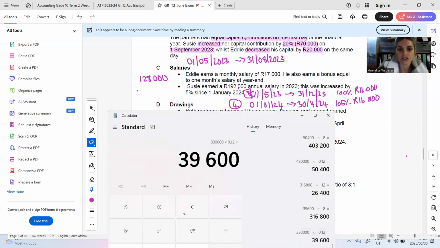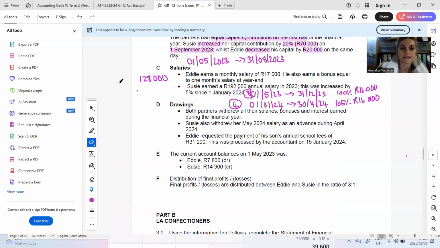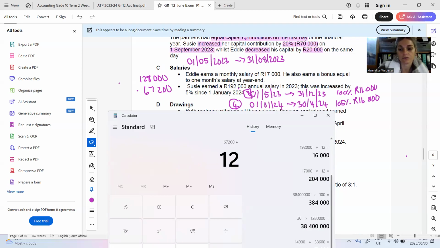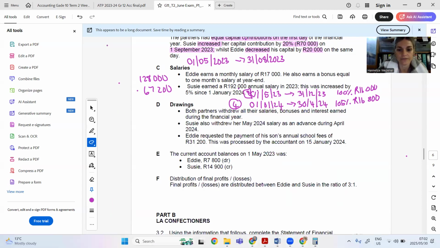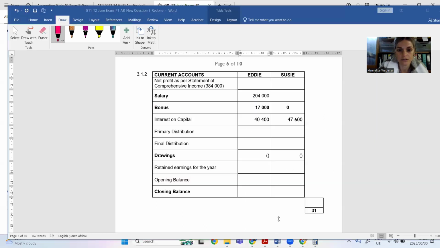And then she earned, for the remainder of the year, 16,800, so 67,200. So in other words, in this current financial year, her salary amounted to 195,200. And that then goes into the current account note.